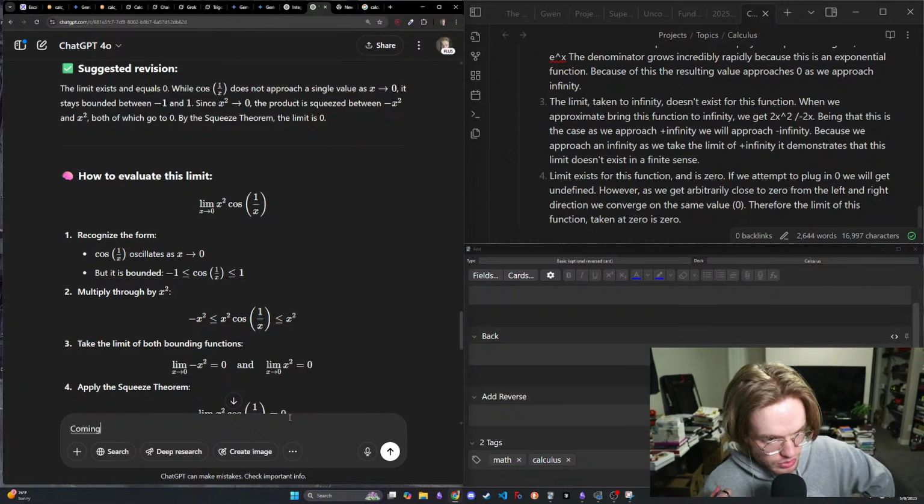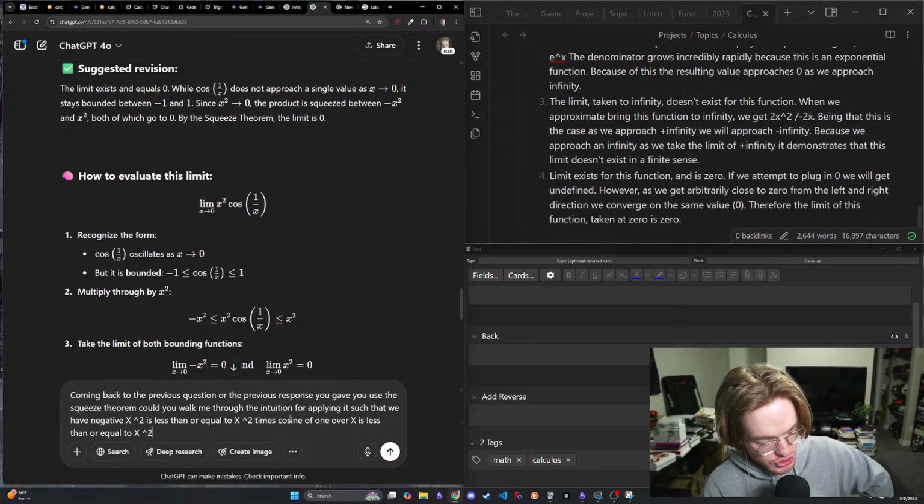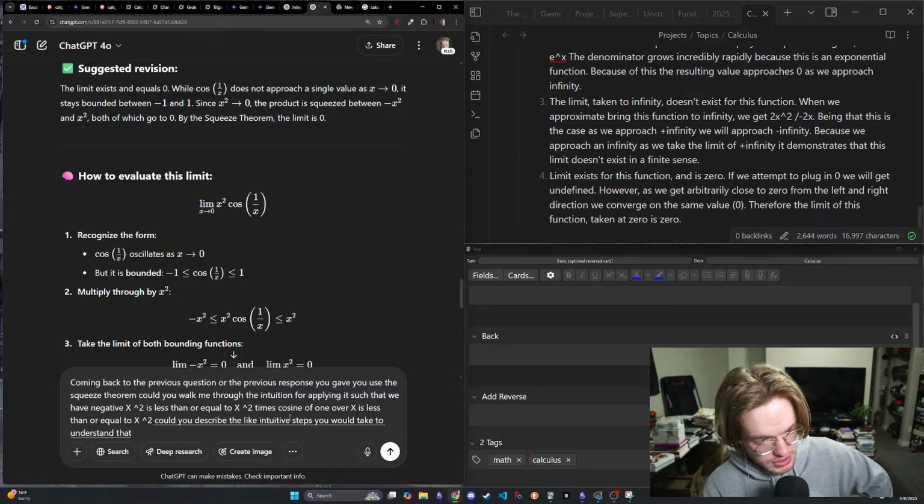Coming back to the previous response you gave, you use the squeeze theorem. Could you walk me through the intuition for applying it such that we have negative x squared is less than or equal to x squared times cosine of 1 over x is less than or equal to x squared? Could you describe the intuitive steps you would take to understand that you're wanting to pull out negative x squared and x squared, and those are the lower and upper functions respectively?